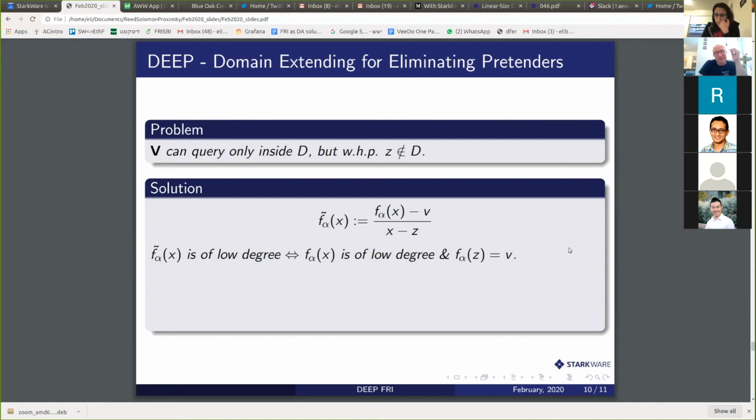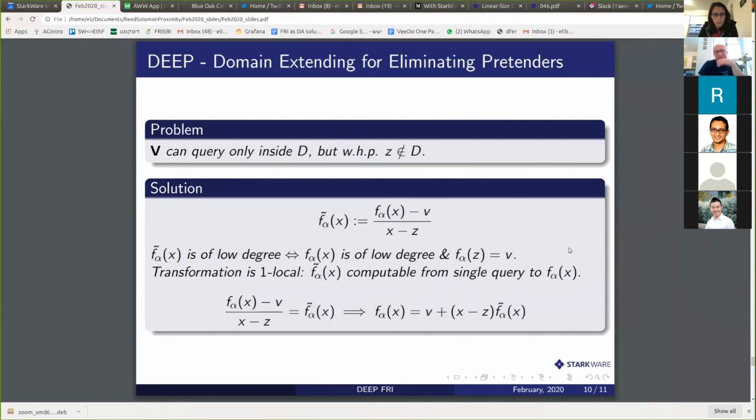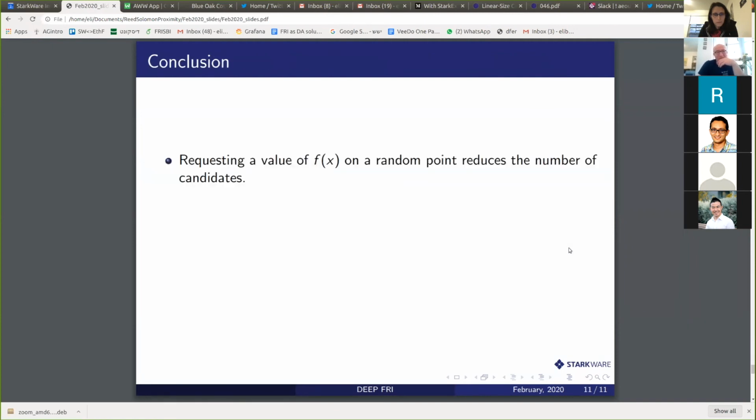And it's not hard to see that f tilde alpha of x is of low degree if and only if f alpha of x is of low degree, and additionally f alpha of z equals v. So by asking what is the value at z and getting the answer v, we will, with very high probability, disambiguate the list and force the prover, if she was choosing, you know, a centroid of a list of polynomials, we will force her to go with one of them. And that's the DEEP trick. So you can change the algorithm to be this way. This is just the proof that it's a local transformation.